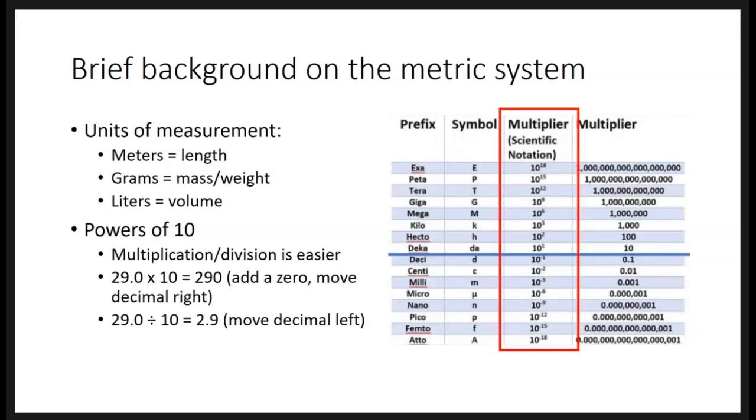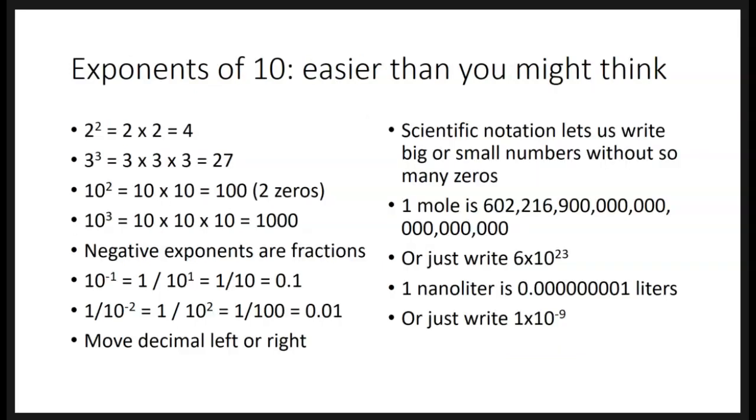We use these scientific notation multipliers, which is a convenient way to write and represent these powers of 10. So 10 to the first power is just something times 10. 10 to the second power is 10 times 10, or 100. Let's talk about these exponents for just a little bit. I think people get caught up on them, but it's really a lot easier than you think.